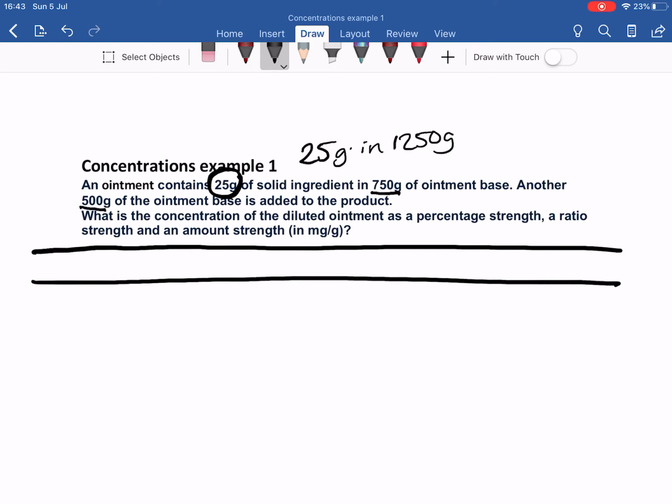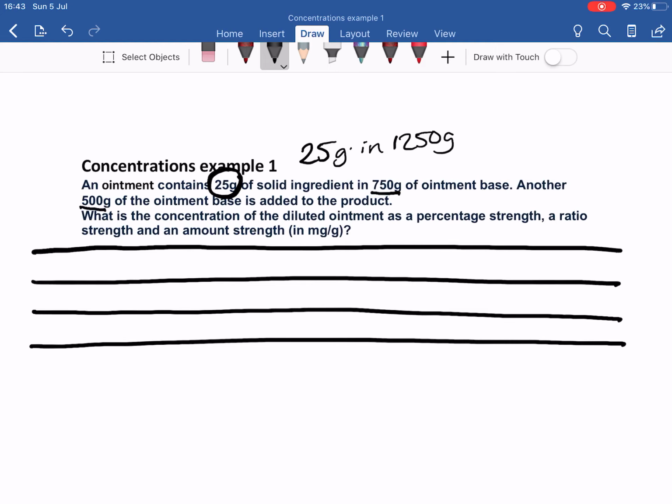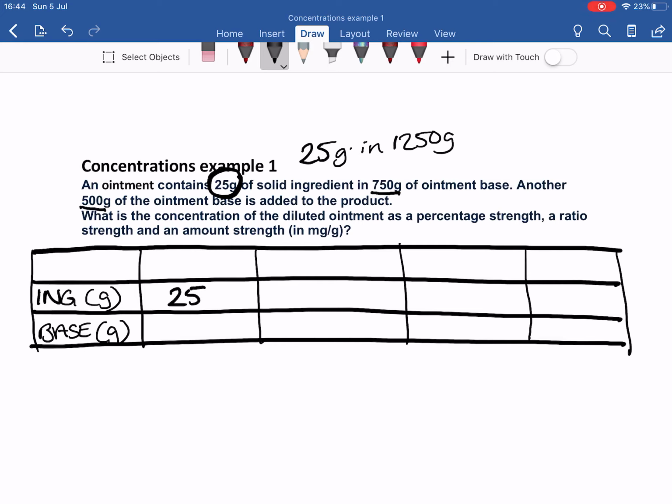I would then set up a table, and in this table we're going to write in the figures that we know so we can identify what we're trying to calculate by using proportional sets. So I need 3 rows and I need 5 columns, and what we know is the amount of ingredient in grams and the amount of base also in grams. I tend to write units in so that as I go along I can keep track of what exactly these figures mean. So the amount of ingredient is 25 grams and the amount of base is 1250 grams.